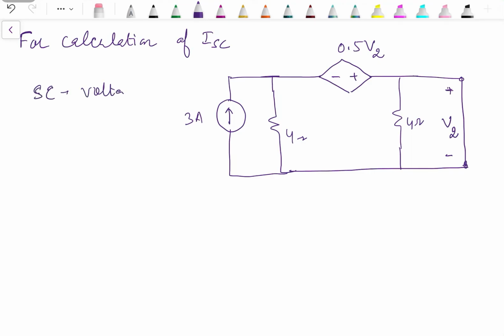Across short circuit, voltage is always 0, because what is voltage? Voltage is current into resistance. The resistance of the short circuit is 0, so across the short circuit voltage is 0. So V2 is 0. When V2 is 0, it means this source is not supplying any voltage. So this source will get eliminated from the circuit.